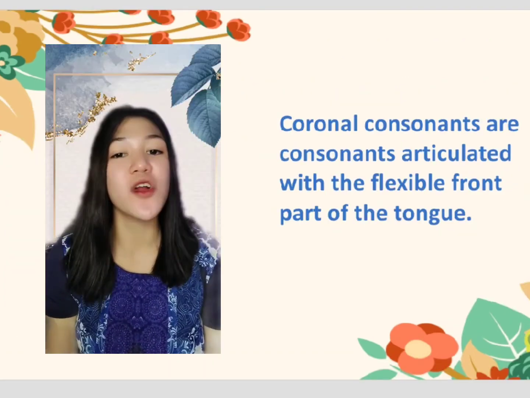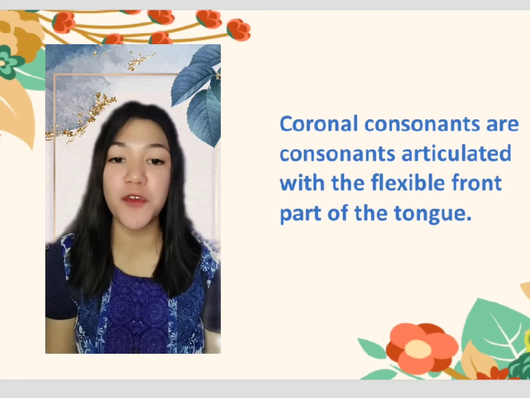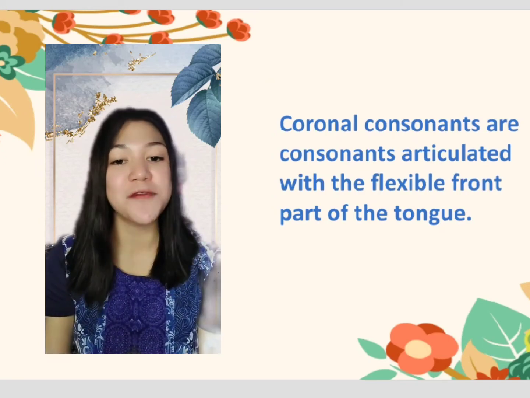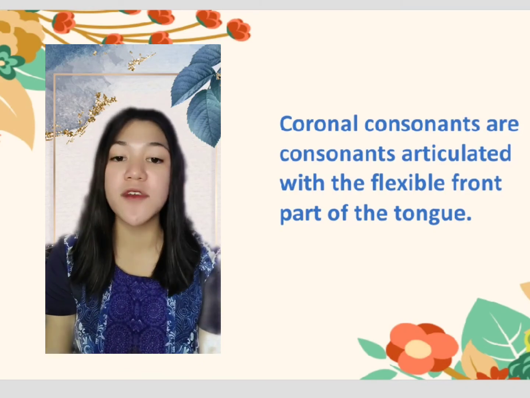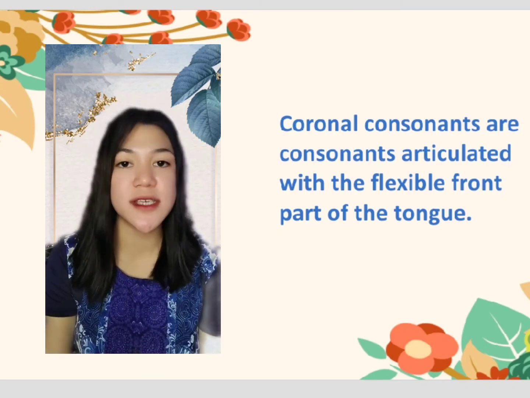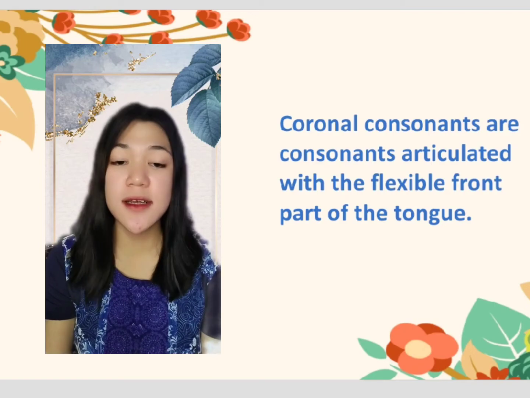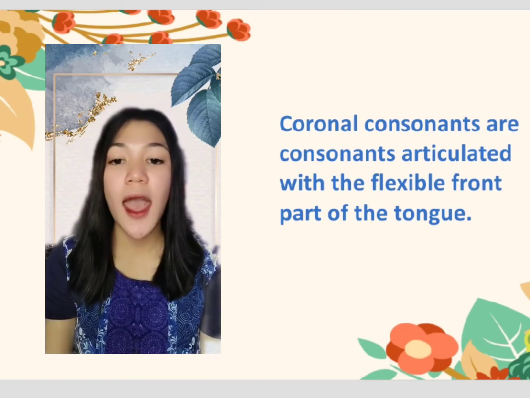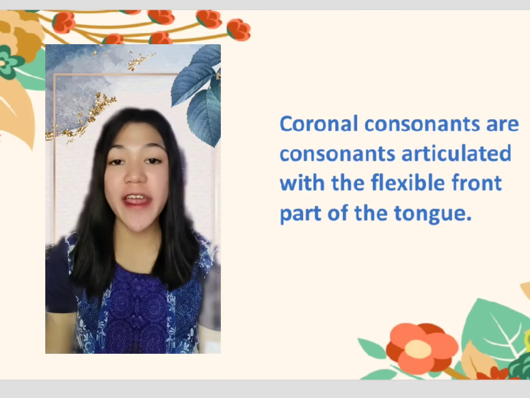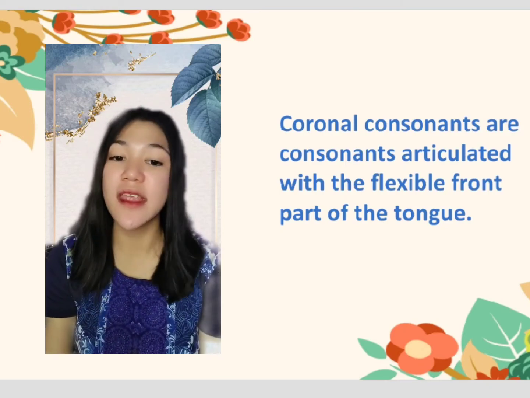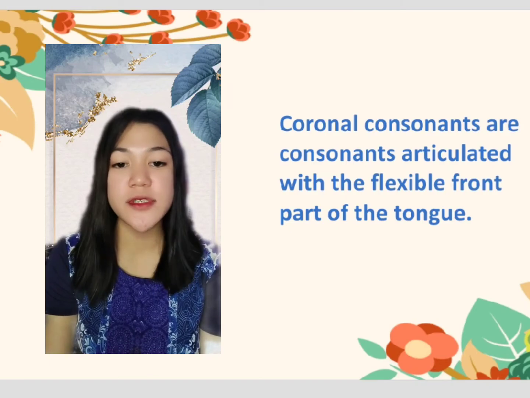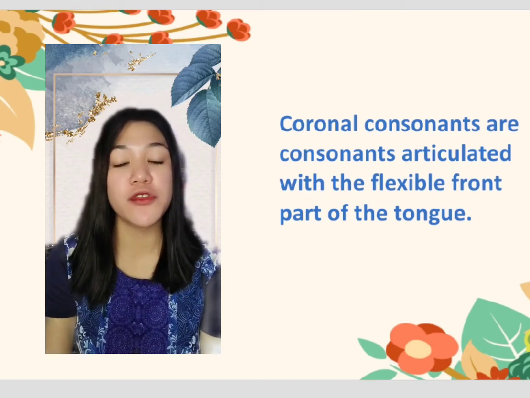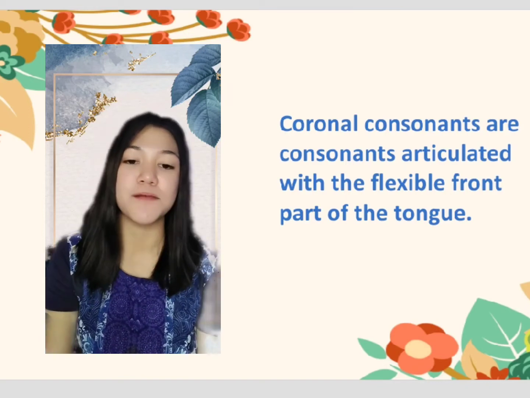Coronal consonants are consonants articulated with the flexible front part of the tongue. Most coronals are also flaps. The main examples of the coronal within the English language are the sounds t, d, n, s, z, and l. Try it. You will see that every time you make one of these sounds, your tongue curves upward and touches the part of your mouth right behind your front teeth.